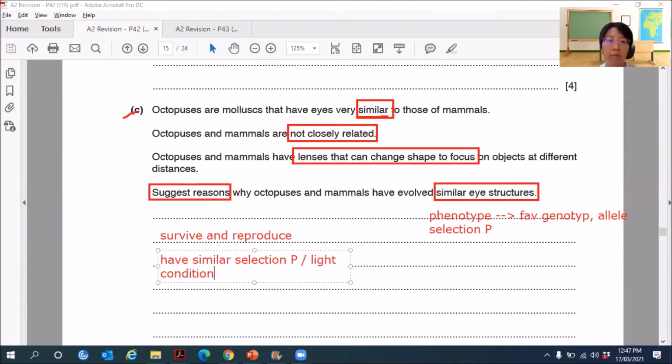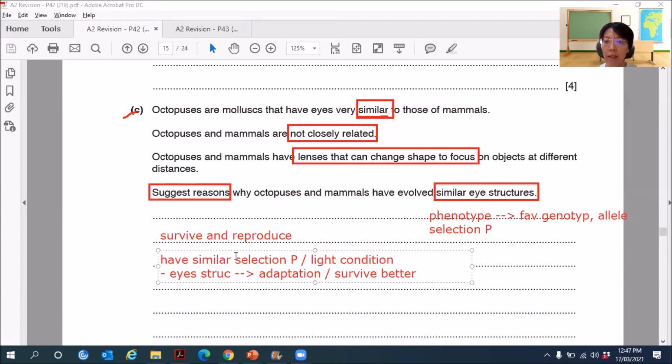It is the light condition. In the places where they survive, they have similar light conditions. So the eye will evolve in such a way that they are able to see clearly in that kind of light condition. When those eyes develop, they allow them to survive better, right? So those eye structures are an adaptation to survive. Adaptation to the environment means they can survive better.